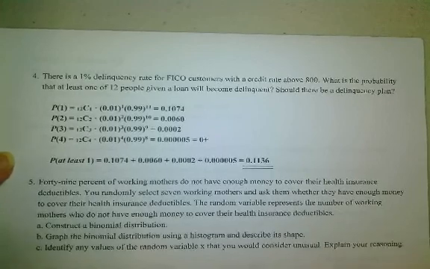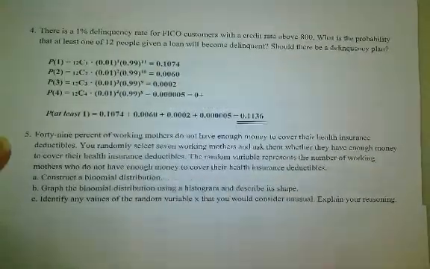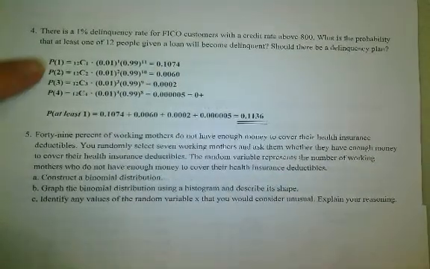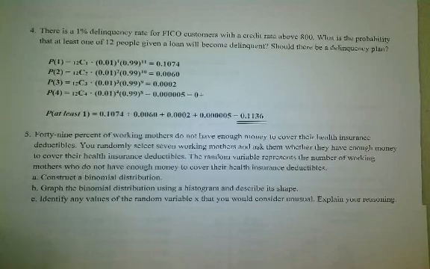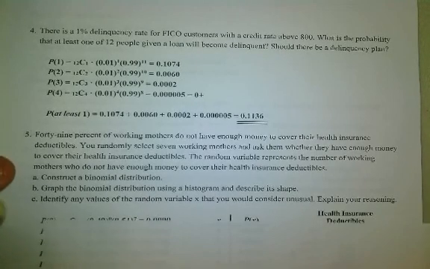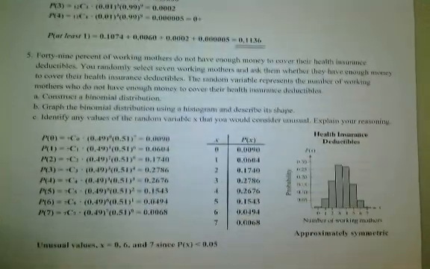So we want to construct a binomial distribution. So we're going to kind of do what we did up here, but we're going to do it to create the entire table. Then we're going to do a histogram of that table and describe its shape, and then identify any of the random variable x's which might be unusual, not unusable, but unusual. We could still use them, but they're so uncommon, and then explain the reasoning. So here we go.